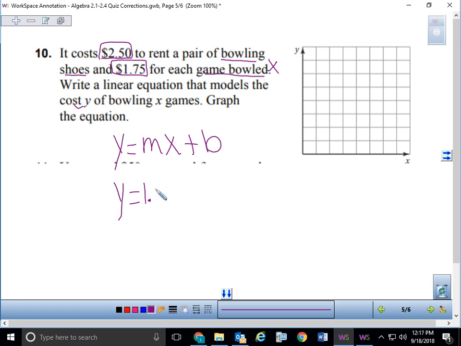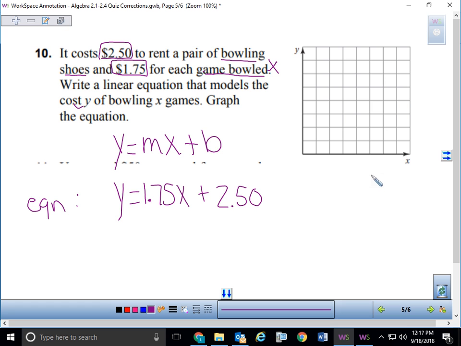So my m is $1.75, or 1.75x, plus the one-time fee of my bowling shoes. I am not renting multiple bowling shoes. So here is my equation. The equation is y equals 1.75x plus $2.50.